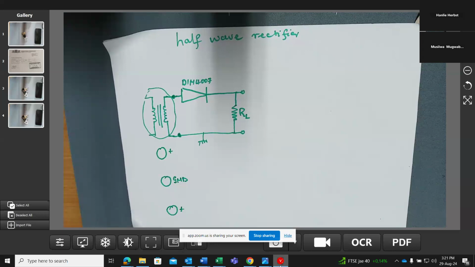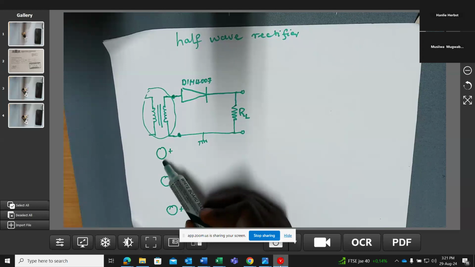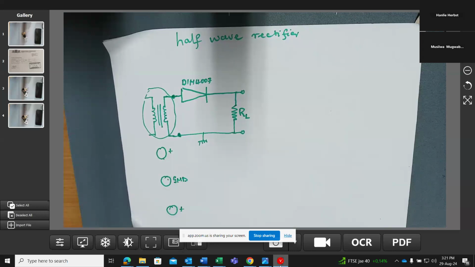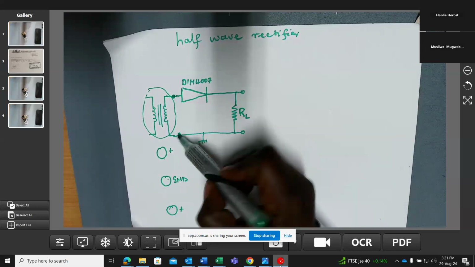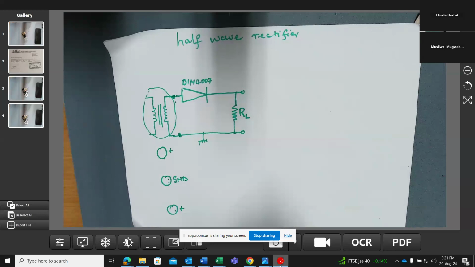Now, it simply means that if you are looking at this as a center tap transformer, when you measure from here to here, you're going to get half of this entire signal. From here to here, also, you're going to have half of this entire signal. But we will talk about center tap when we get to that side.